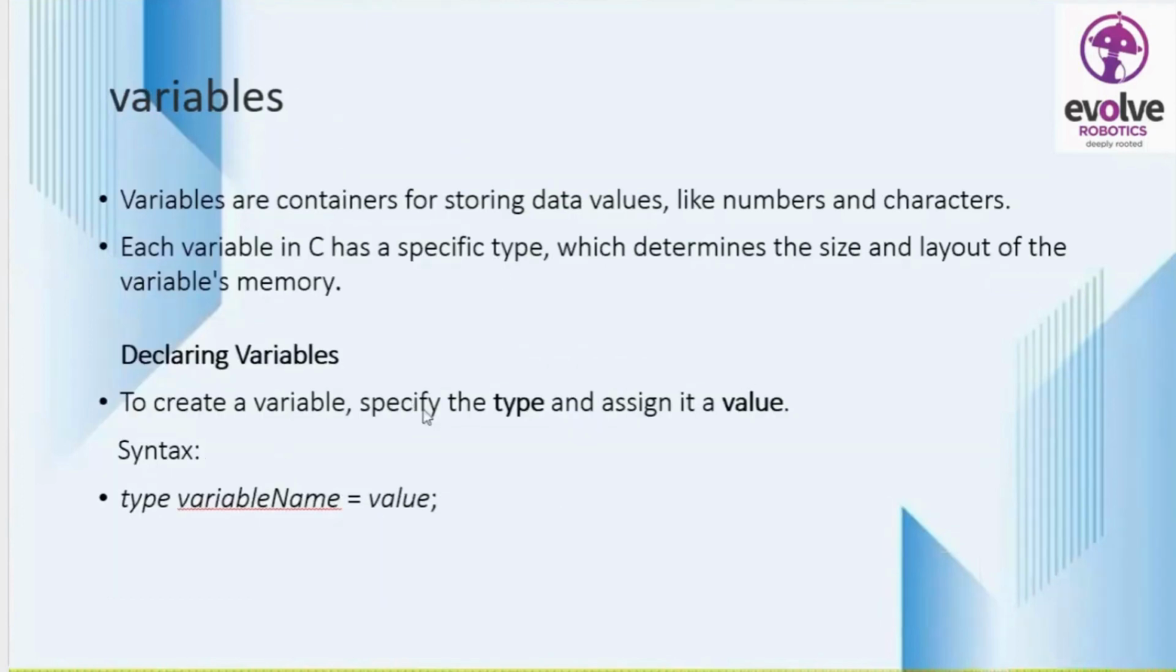To create a variable, specify the type and assign it a value. Here we can see the syntax. We have to specify the data type, then the variable name, and assign a value to the variable. If I want to assign an integer value to the variable, the data type will be int. If I want to assign a character, the data type will be char. So this is the declaration of variables.